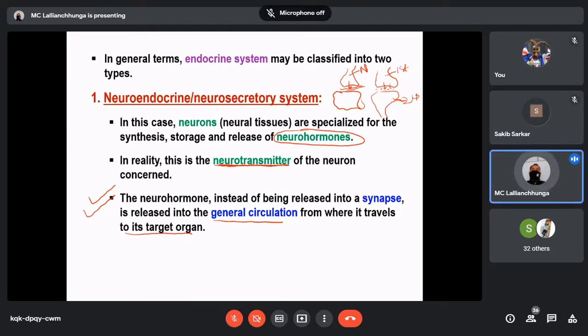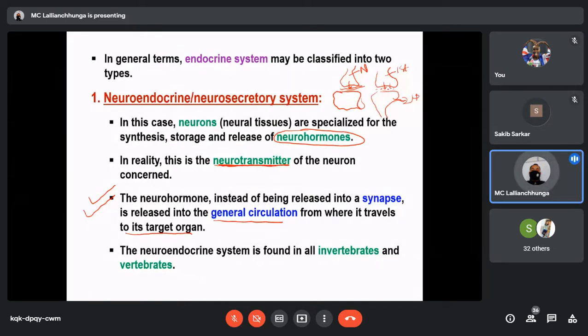Why we call these substances neurohormones is that although they are synthesized by the neurons, the substance is secreted into the bloodstream, not into the synapse. If they were released into the synapse, we could call them neurotransmitters. But since they are released into the bloodstream instead of the synapse, we call them hormones. Since they are released from the neurons, we call them neurohormones.